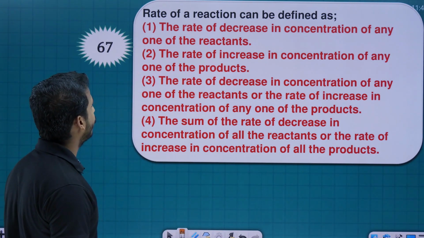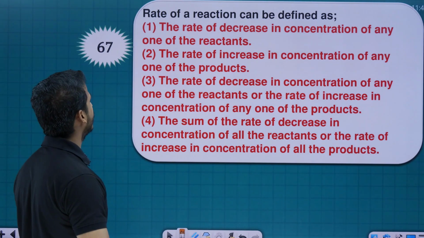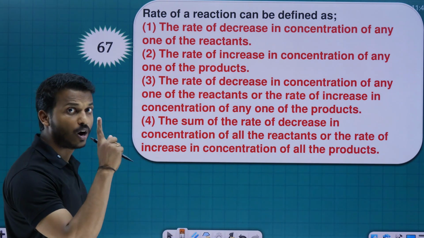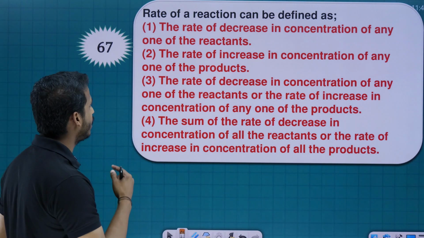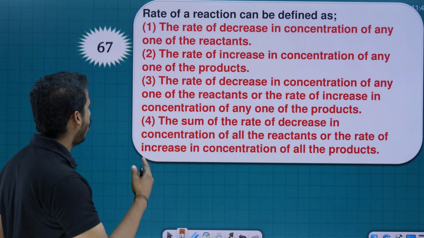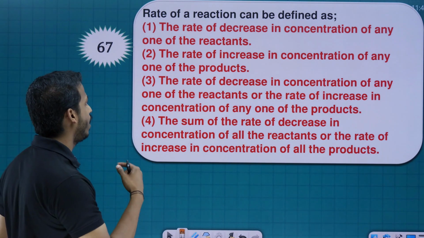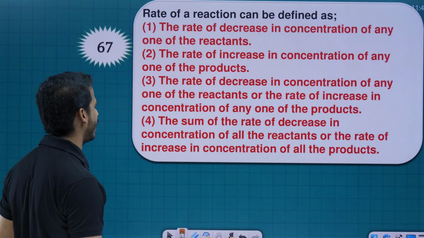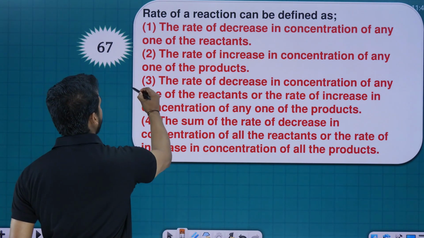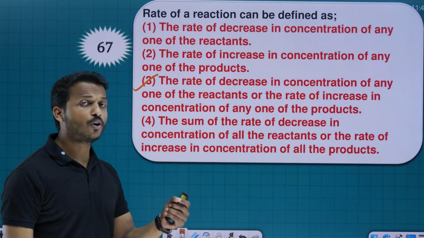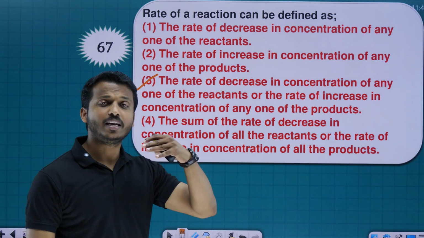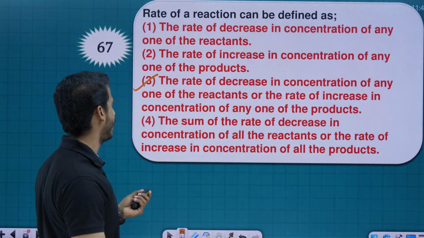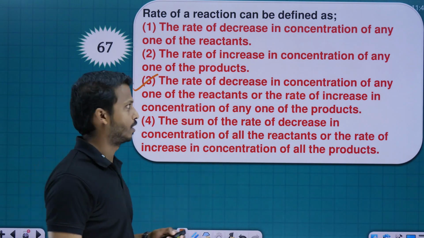Rate of decrease in concentration of any one of the reactants, or rate of increase in concentration of any one of the products. Not the sum of the rate of decrease in concentration of all the reactants. So what can we go with here? See, the rate of a reaction we can express either by the decrease in concentration of reactant or the increase in concentration of product. You can express it in both the reactant and product.